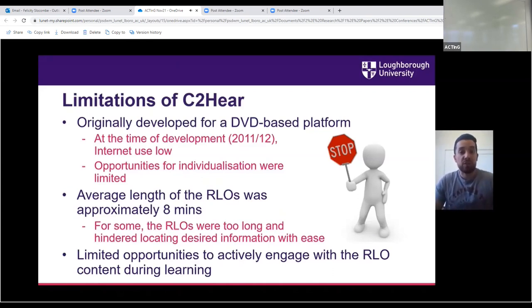Furthermore, the average length of these videos was approximately 8 minutes. And for some who took part in the original trial, this was too long and actually hindered them being able to locate the desired information with ease. And again, as I've mentioned, there were limited opportunities to actively engage with the content during learning. And research has shown that active engagement and interactivity with learning materials can actually enhance learning potential and subsequent retention and recall of that information.